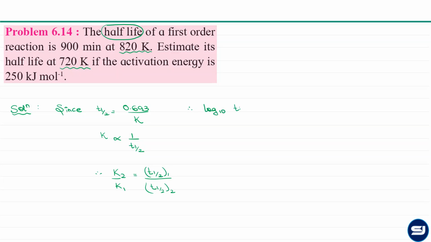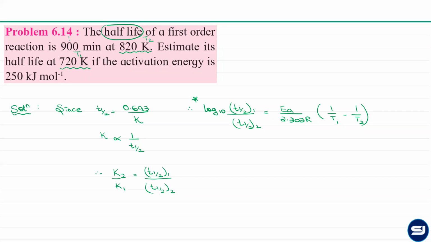log k2 by k1 की जगह t half of first one upon T half of the second one. First upon second, EA upon 2.303 into R into 1 by T1 minus 1 by T2. ये है second equation for the temperature dependence. Again, याद नहीं रखना है, खाली inverse proportion है, बाद में reverse कर. Up once again, 820 will be selected as T2, 720 will be T1.